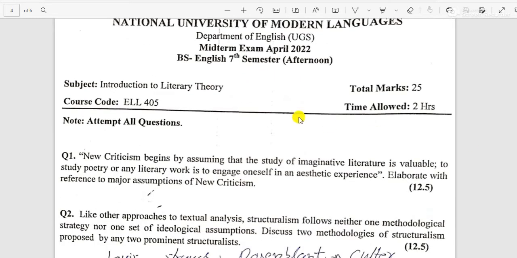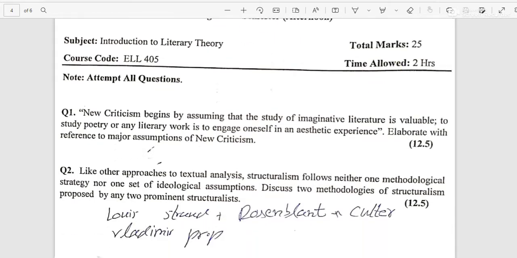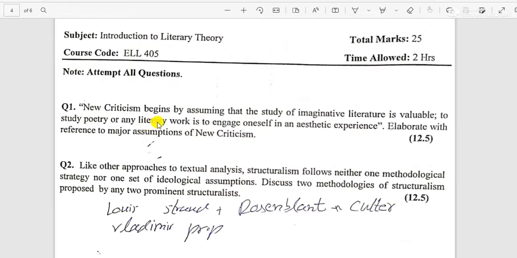And this is Introduction to Literary Theory. Question number 1 is, new criticism begins by assuming that the study of imaginative literature is valuable. To study poetry, any literary work is to encourage oneself in aesthetic experience. Elaborate with reference to major assumptions of new criticism.